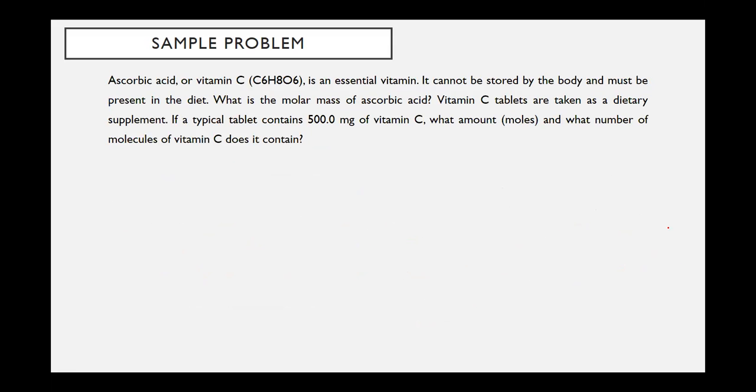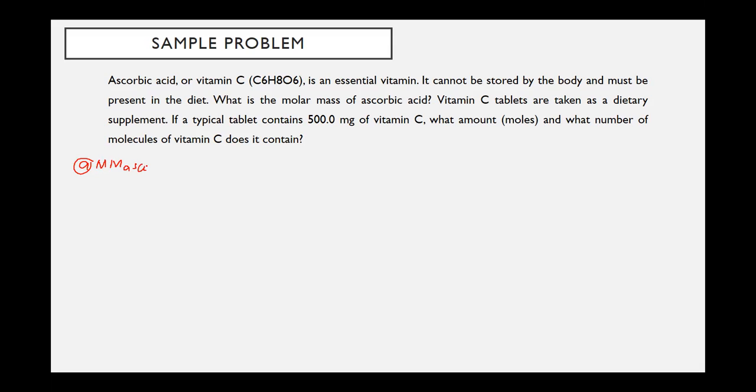Another sample problem. Ascorbic acid or vitamin C with the molecular formula C6H8O6 is an essential vitamin. Cannot be stored by the body and must be present in the diet. What is the molar mass of ascorbic acid? Vitamin C tablets are taken as dietary supplement. If a typical tablet contains 500 milligrams of vitamin C, what amount moles and what number of molecules of vitamin C does it contain? So we first compute for the molar mass of the ascorbic acid.